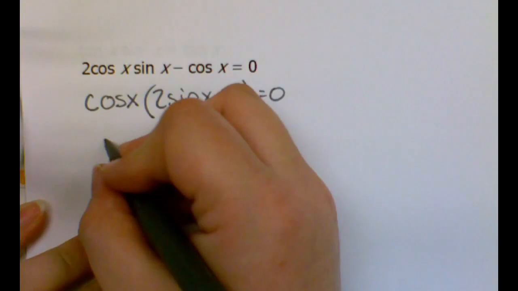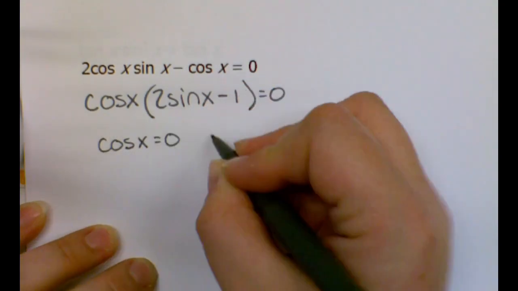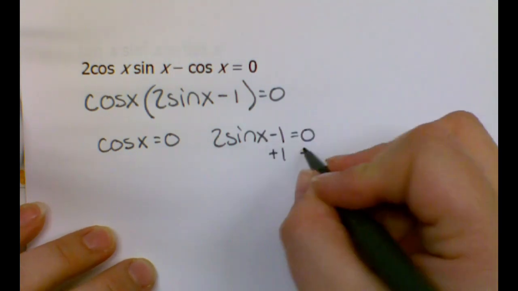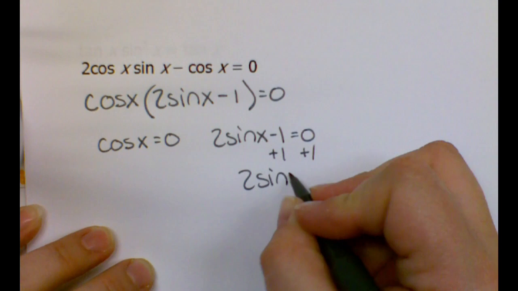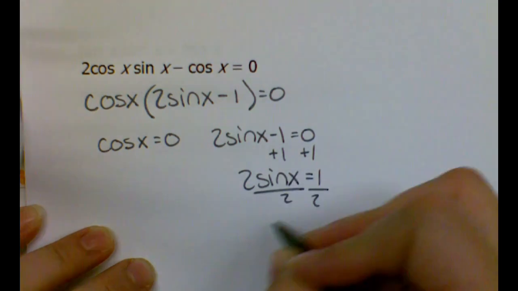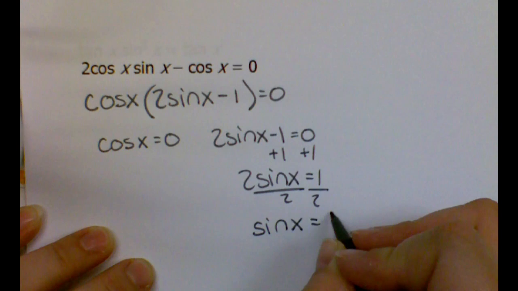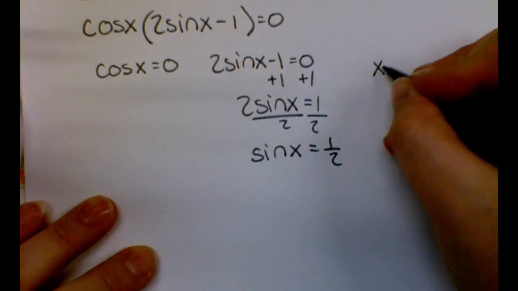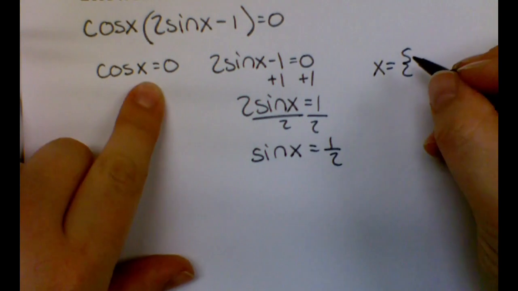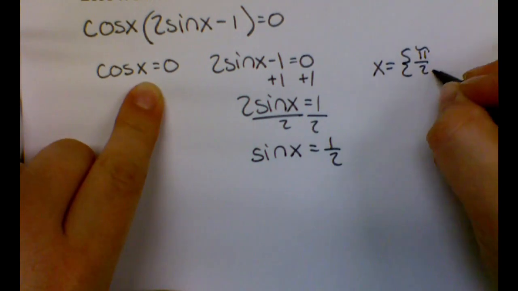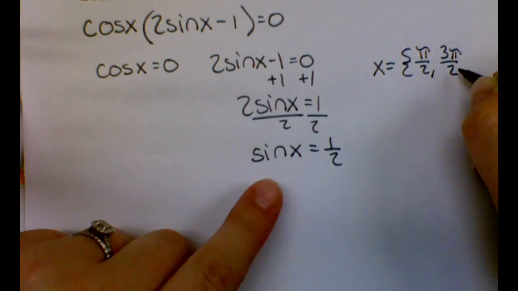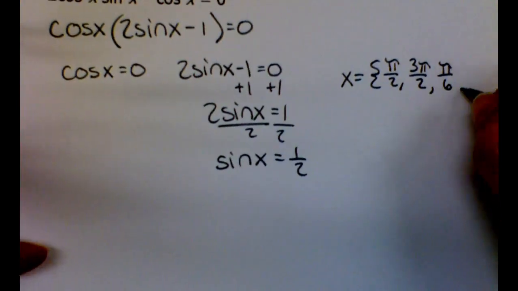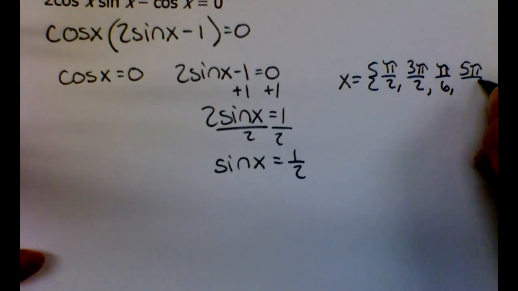And then set both factors equal to 0. Second one, we have to add the 1 and divide by 2. And now I can get my answers. Let's start with 0 to 2 pi. Where's cosine 0? That's at pi over 2 and 3 pi over 2. Where's sine 1/2? That's pi over 6 and 5 pi over 6.